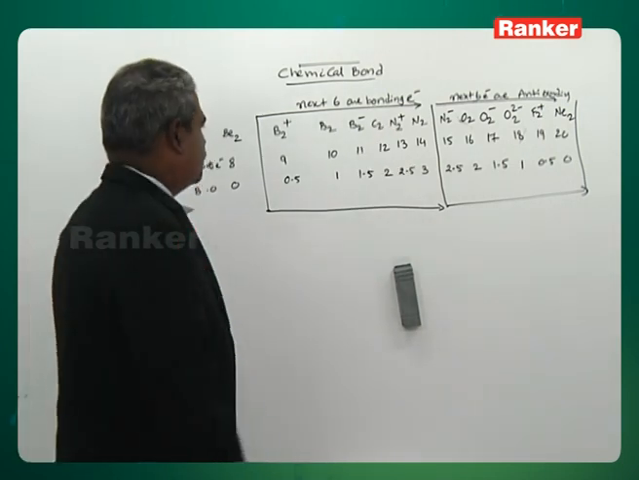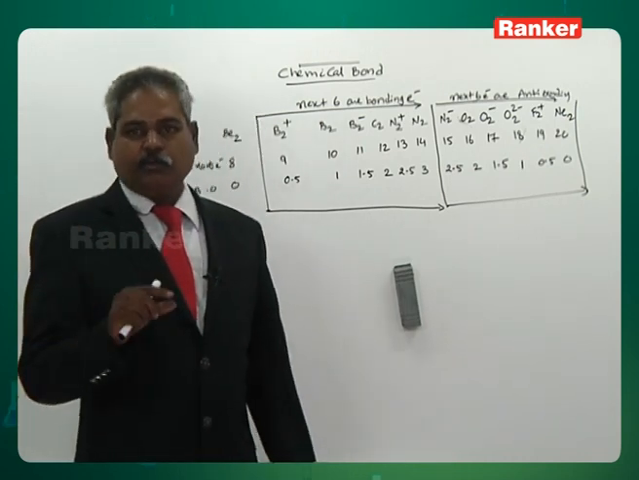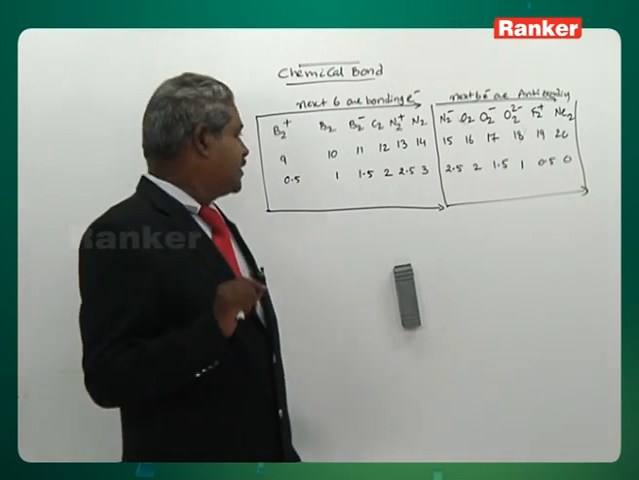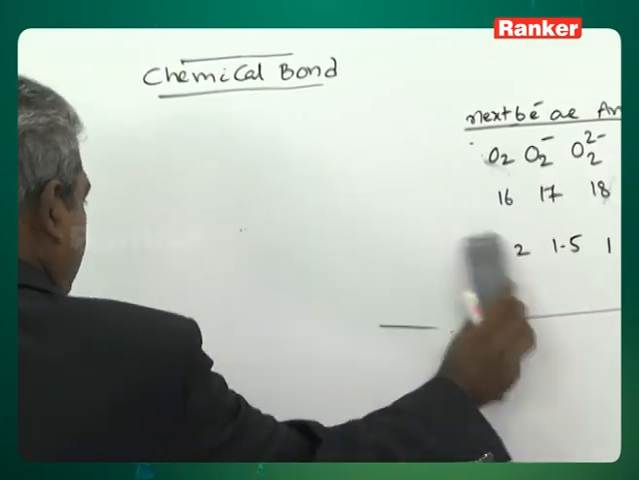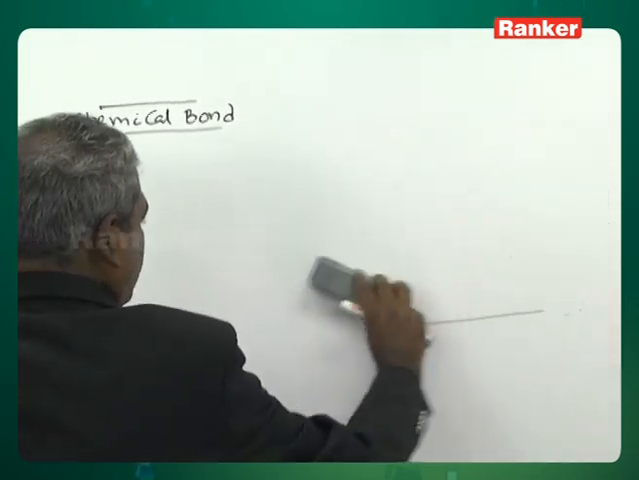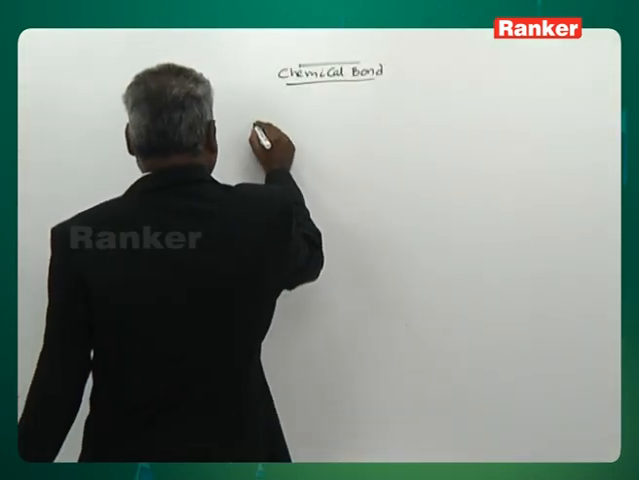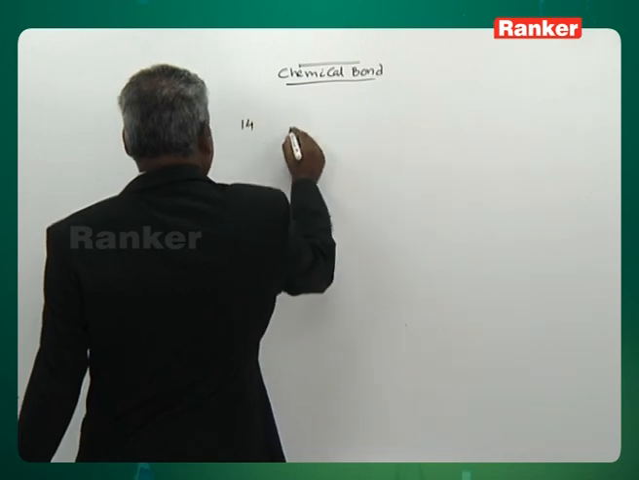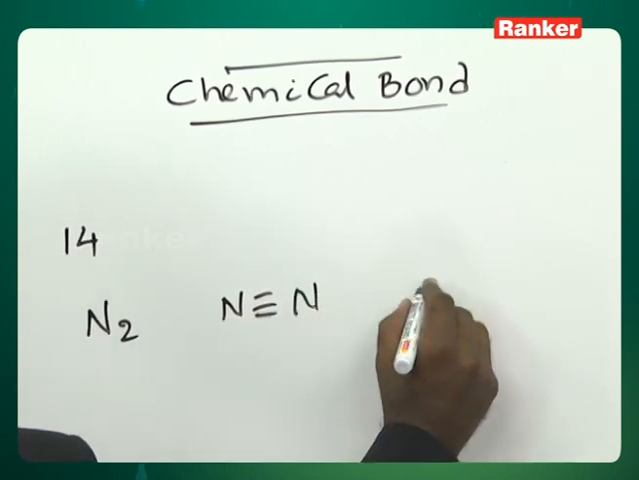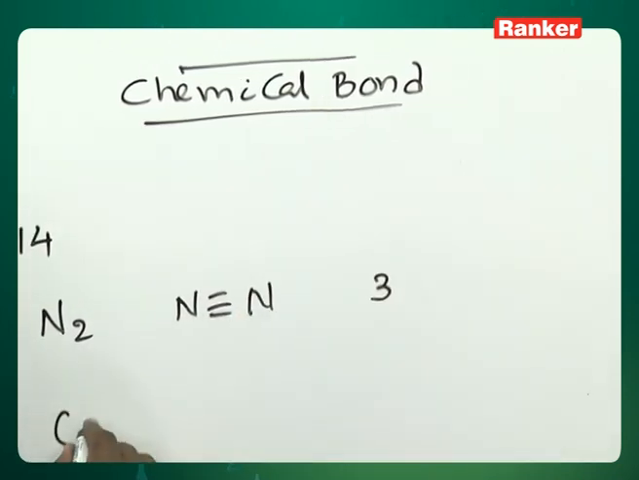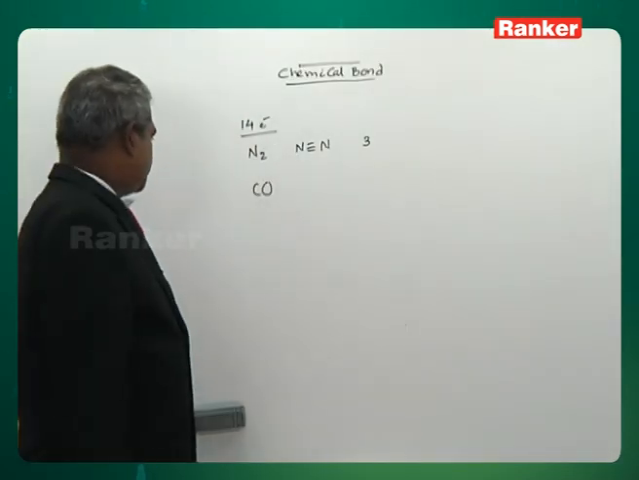This is the conclusion. So it's very, very difficult to memorize the molecular orbital configuration and write it down in an examination. Therefore, you just remember the most frequent ones. Most frequent ones are a 14 electron system, in which you have N2, N triple bond N, bond order 3. CO, carbon monoxide, once again a 14 electron system, isoelectronic species.